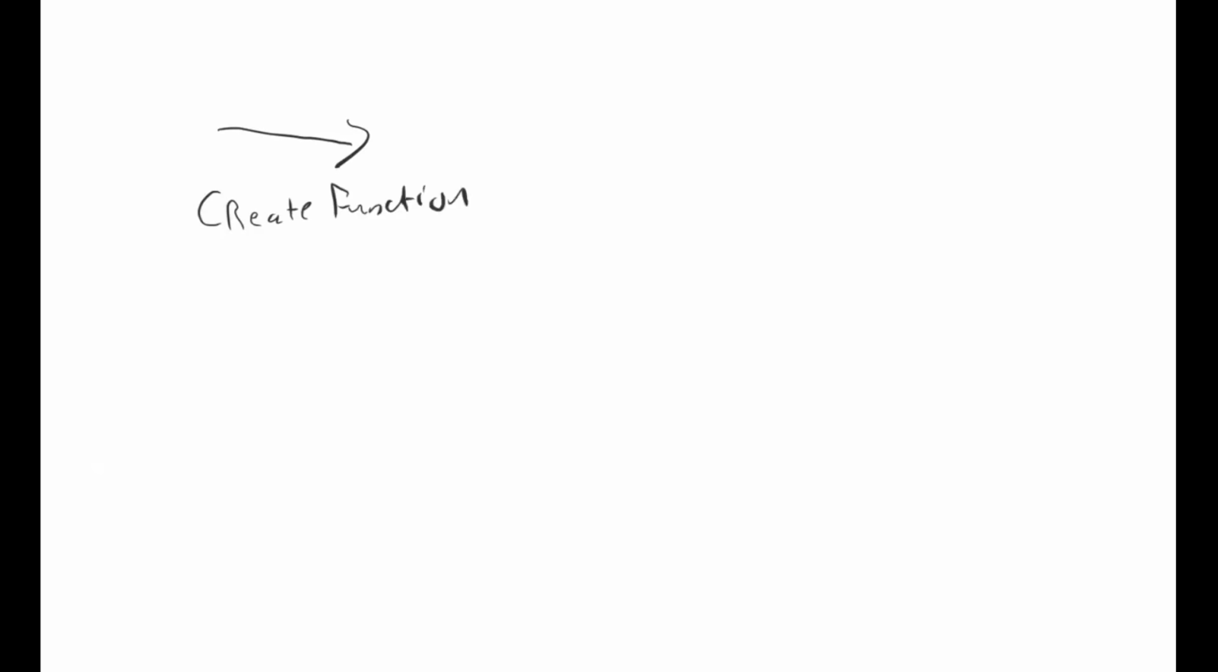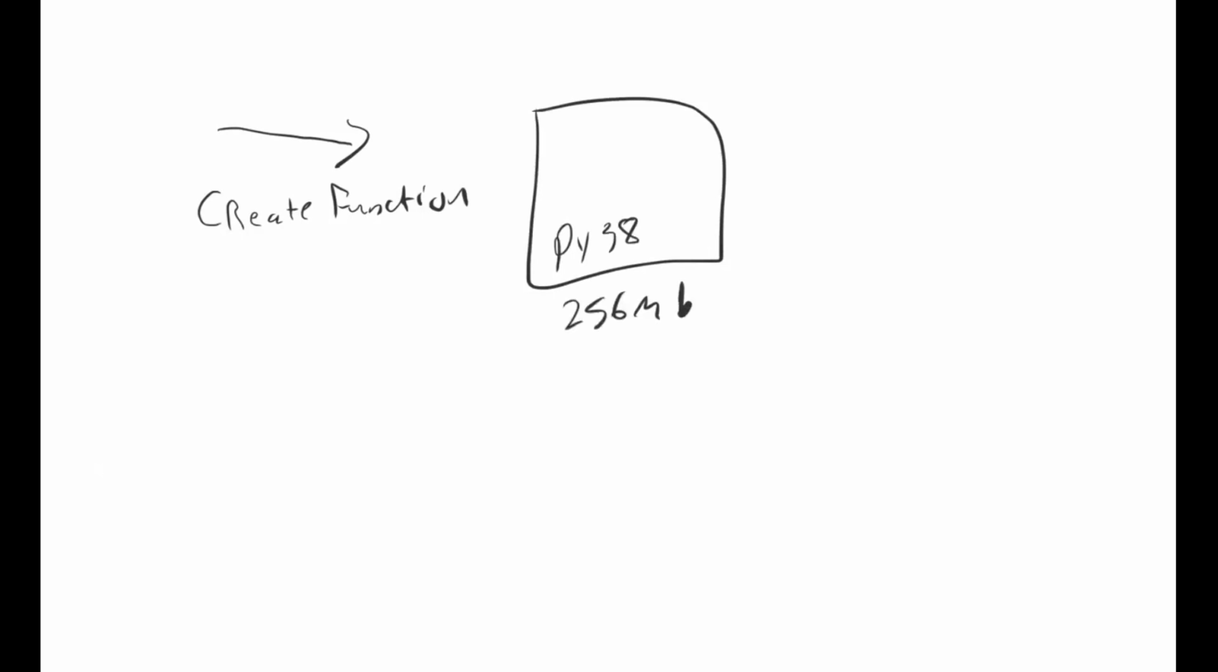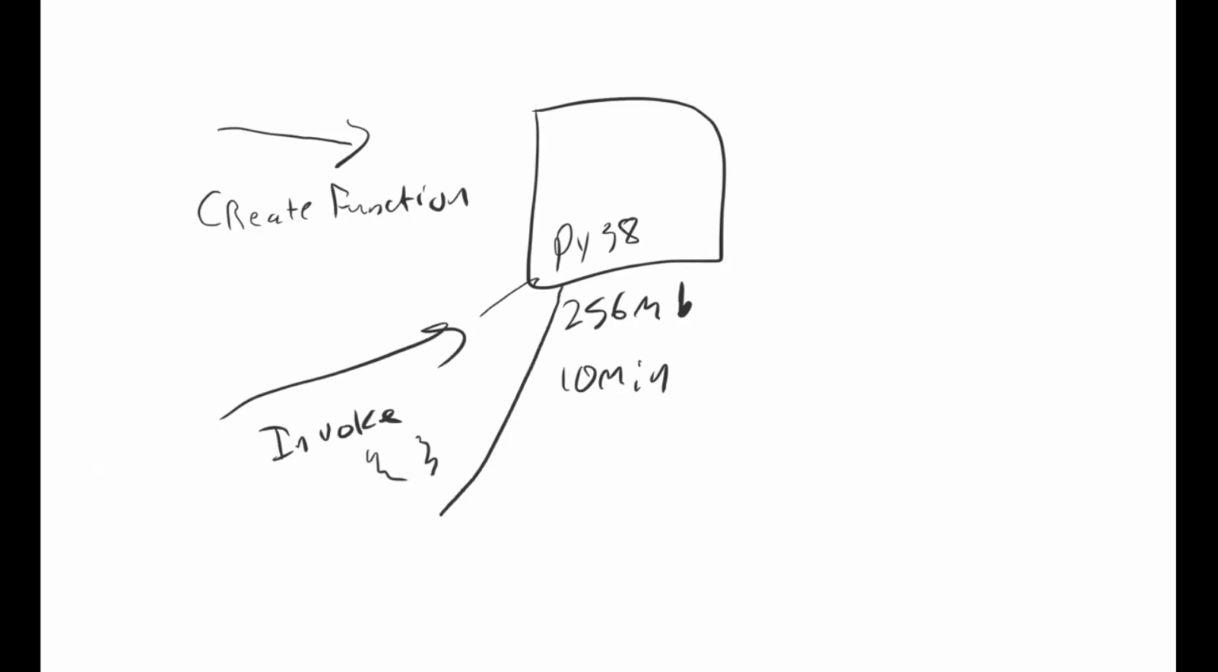And maybe we can take a look at this in the documentation. So we say, okay, I want to store some function here. Maybe it's a Python 3.8 runtime, maybe I give it 256 megs of RAM and a timeout of like 10 minutes. And then when I want to call it, I call invoke, and I can send it some parameters. It calls the function, and the function returns a result. That's Lambda. Let's take a look at the API.